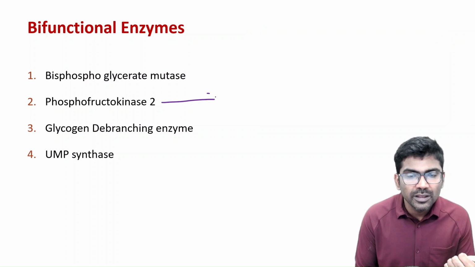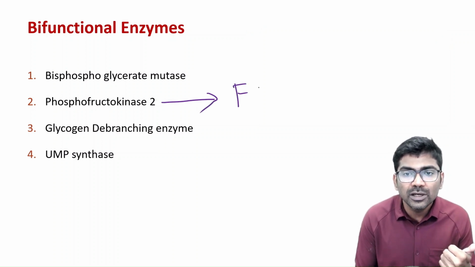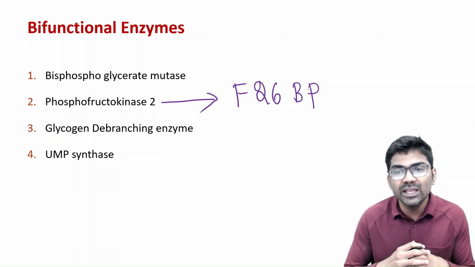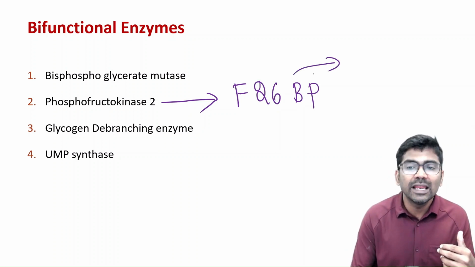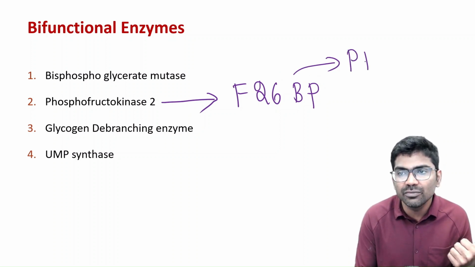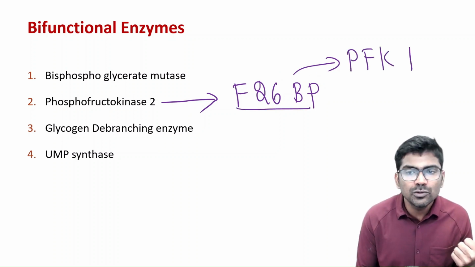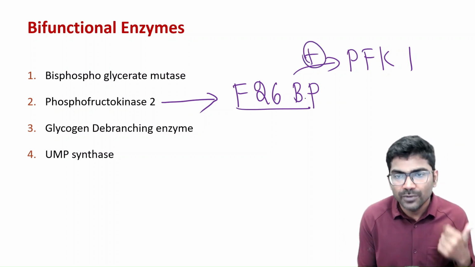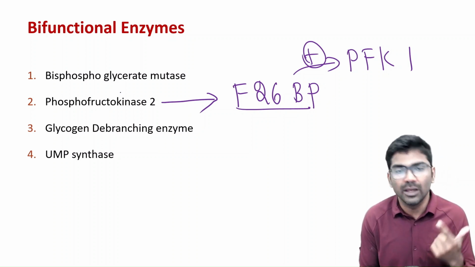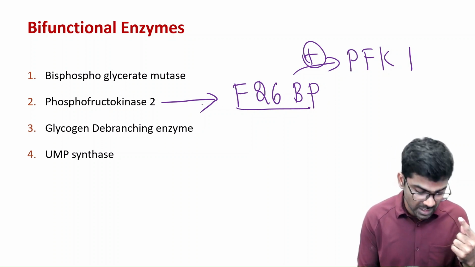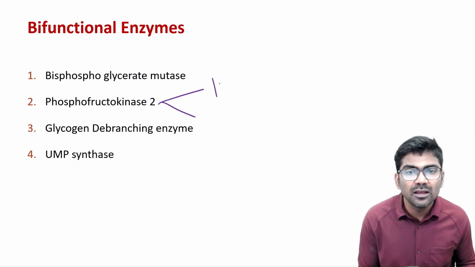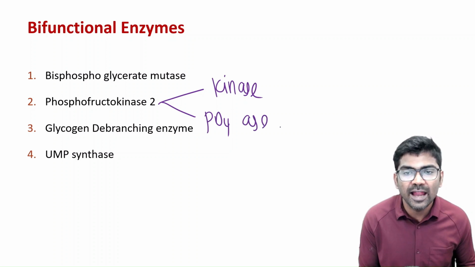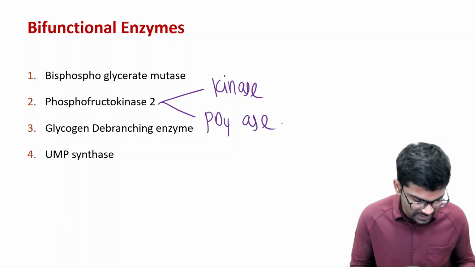Phosphofructokinase 2 is involved in the production of fructose 2,6-bisphosphate, which is a potent allosteric activator of the rate limiting step of glycolysis, that is PFK1. Fructose 2,6-bisphosphate activates PFK1. So fructose 2,6-bisphosphate is produced by PFK2. So this enzyme has two activities. One is kinase activity and the other is phosphatase activity. So that is why this is a bifunctional enzyme.